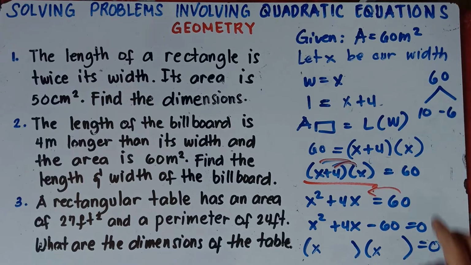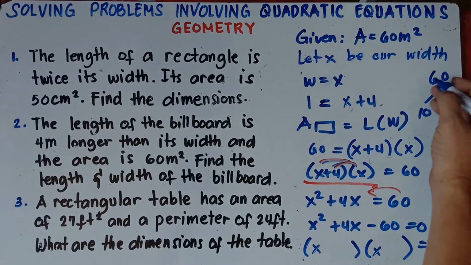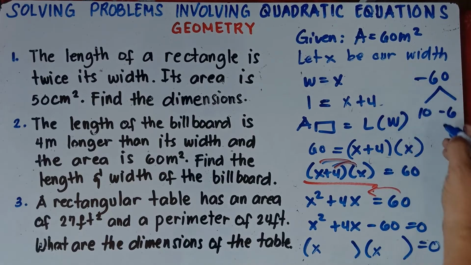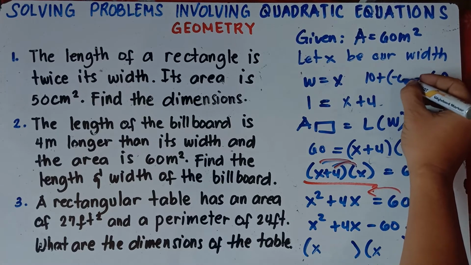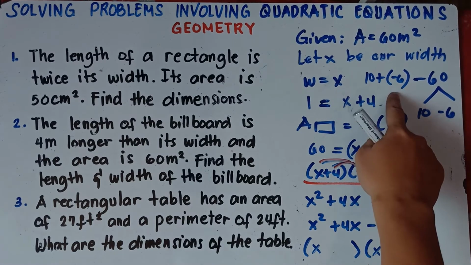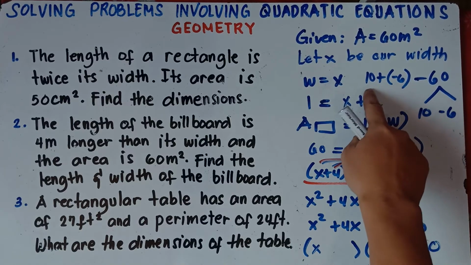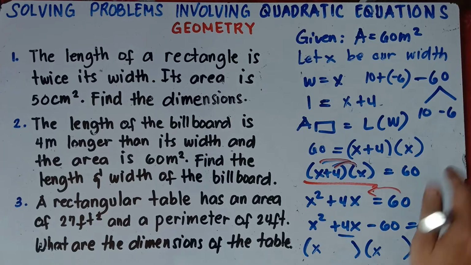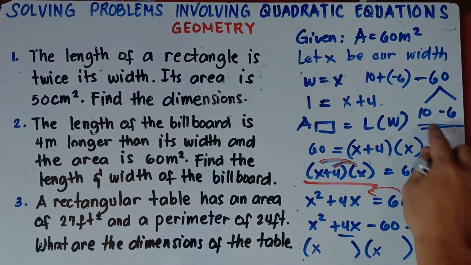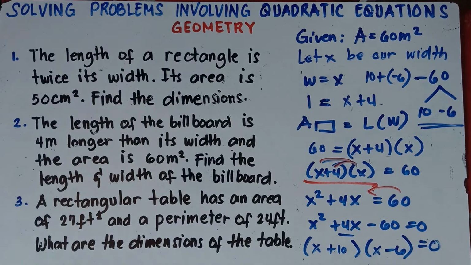So why is that, sir? Because if you multiply 10 and negative 6, 10 times negative 6, that would be negative 60. And if you combine 10 plus negative 6, if the signs are not the same, you subtract, then copy the sign of the larger number. So 10 minus 6 is 4, and 10 is greater than 6, we have positive 4. If you combine this one, this is positive 4. If you multiply, this is negative 60. So therefore, the factors would be x plus 10 and x minus 6.